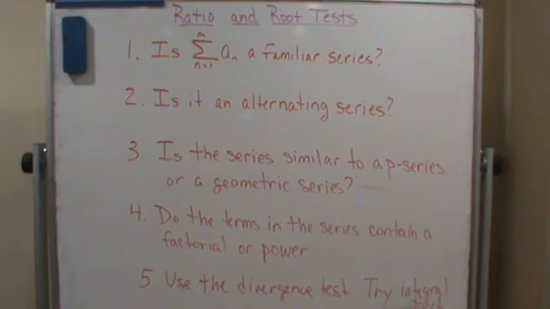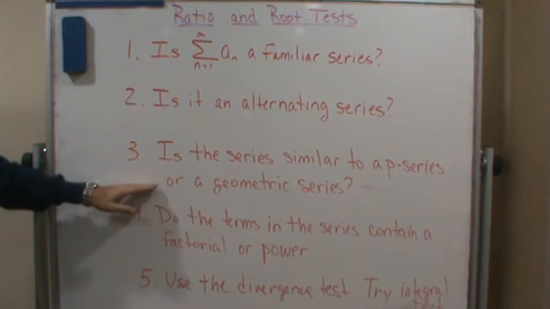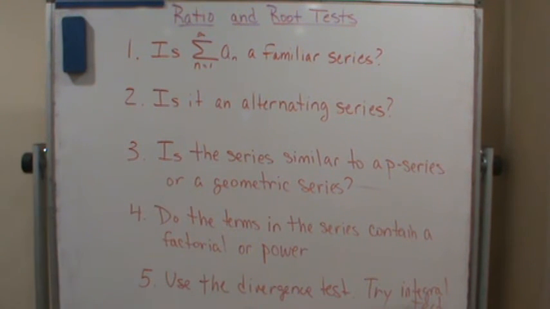If we're interested in absolute convergence, then we'll go to step 3, considering the series of absolute values. Is the series similar to a P series or a geometric series? Again, remember, we're looking at the absolute value of the terms now. And if so, we can try the comparison test or the limit comparison test.